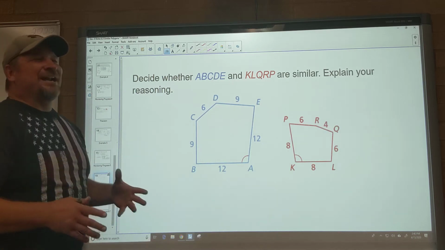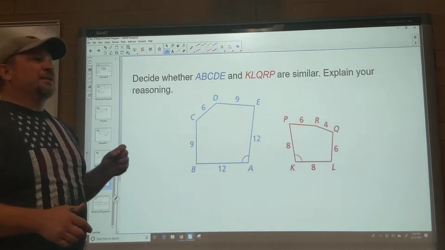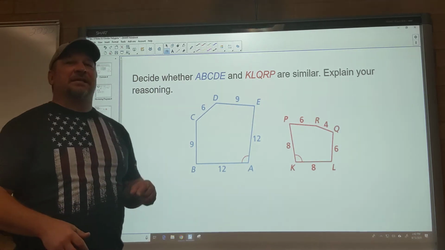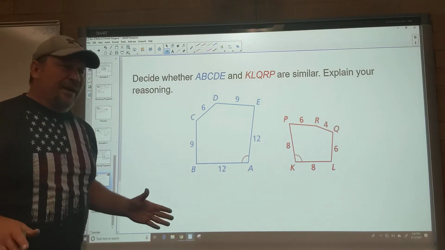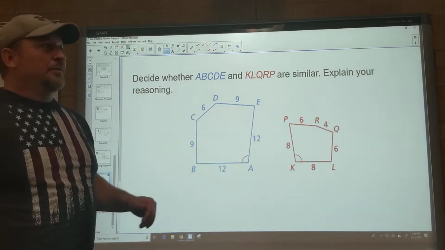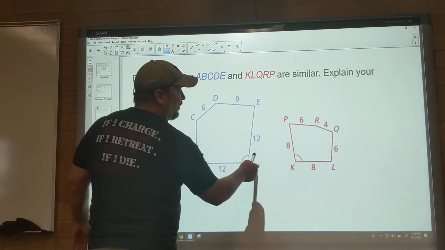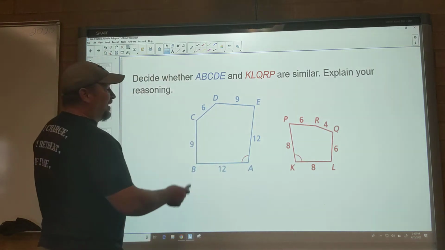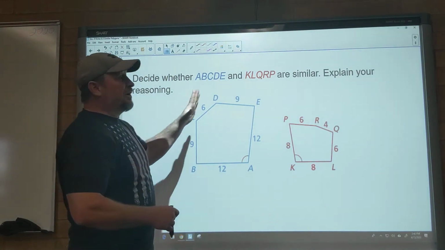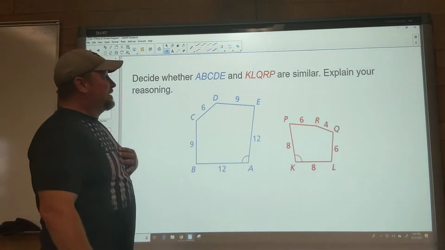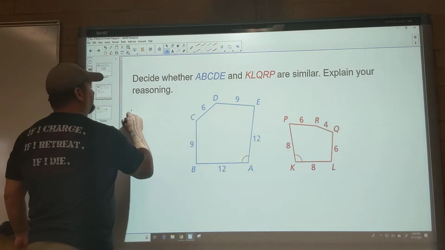To decide if two things are similar, you have to go back to the definition. The definition of similar shapes is the angles have to match up first, because if the angles don't match up, they're not similar. Let's take a look at this picture. They gave us one angle and one angle. Those match up, but they did not give me any other angles, and they didn't give me a way to find any other angles. So I am going to say, no, this is not similar.